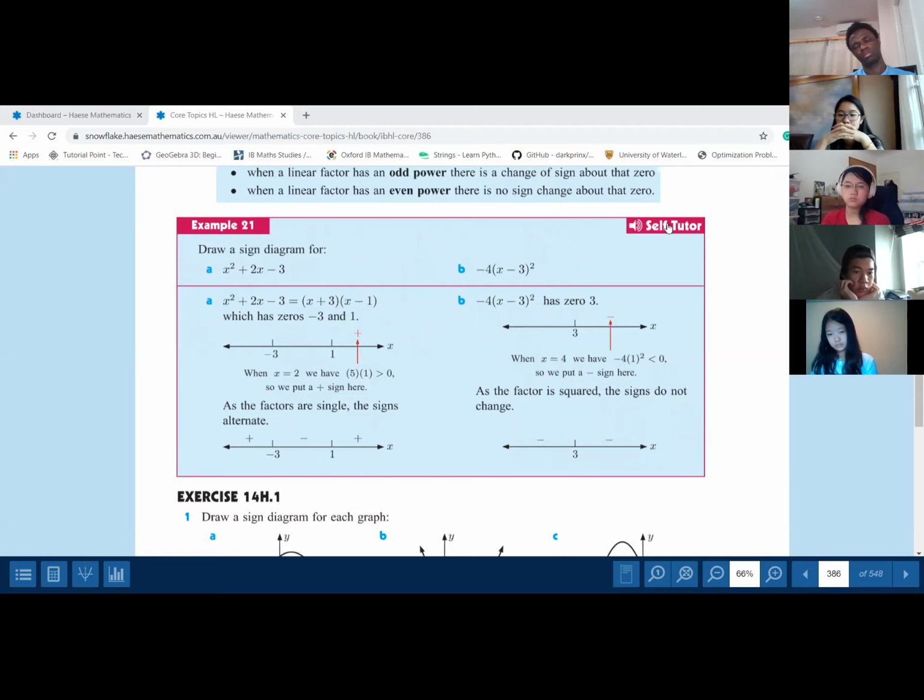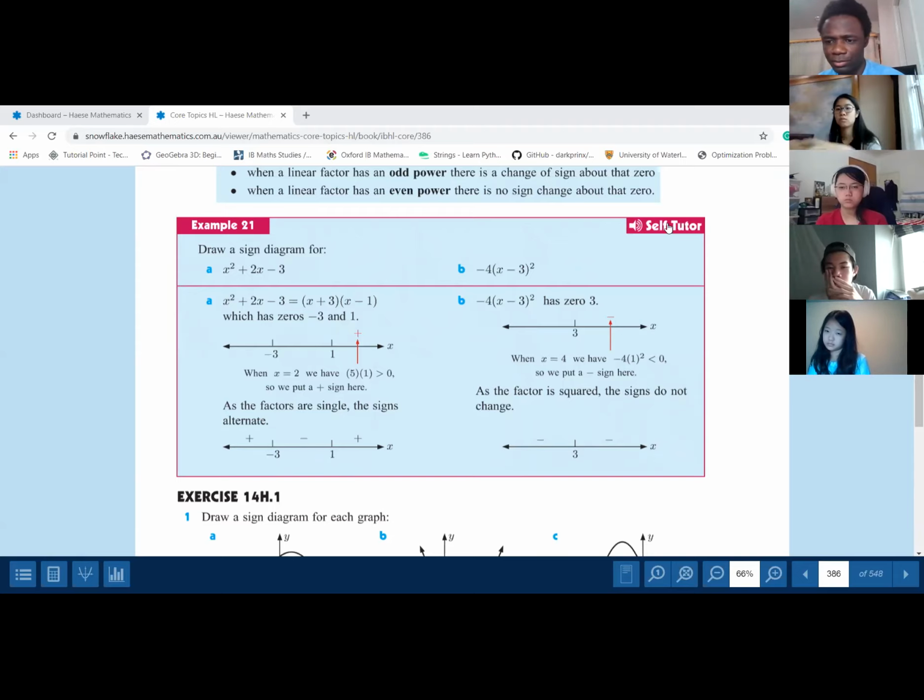Alternatively, you could recognize that the coefficient of x squared is negative. This means that the quadratic must be concave down, and so for large x, it must be negative. This function contains a linear factor which is squared. When a linear factor has an even power, the graph touches the x-axis at the corresponding 0, but does not cross it. There is therefore no change in sign at this point, and we place a negative sign for x less than 3.